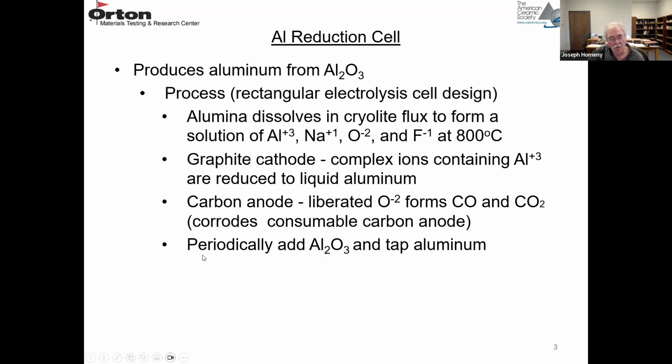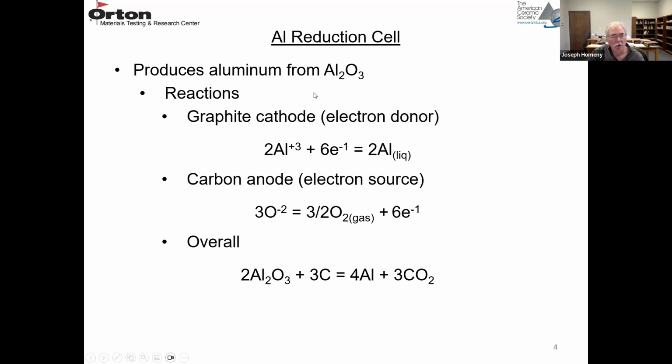So when enough aluminum metal accumulates in the bottom of this furnace, it's tapped, and then more bauxite is added, Al2O3 is added. So what happens for the reactions in this reduction cell? The graphite cathode is an electron donor. So the Al+3 ion plus 3 electrons forms aluminum metal in the liquid form.